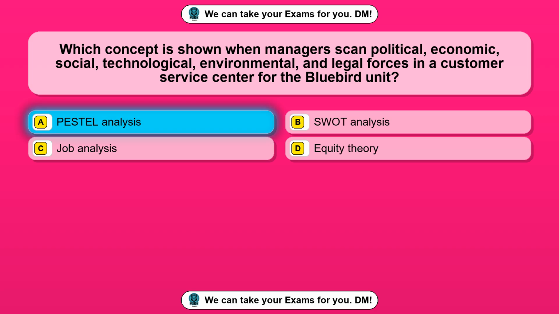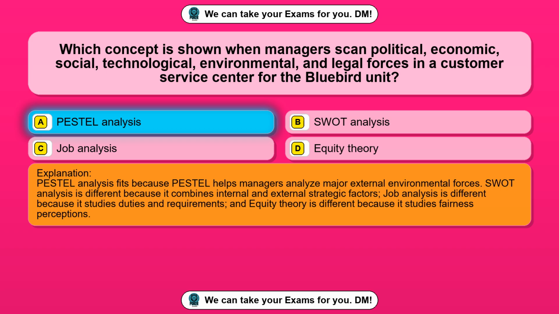PESTEL analysis fits because PESTEL helps managers analyze major external environmental forces. SWOT analysis is different because it combines internal and external strategic factors.